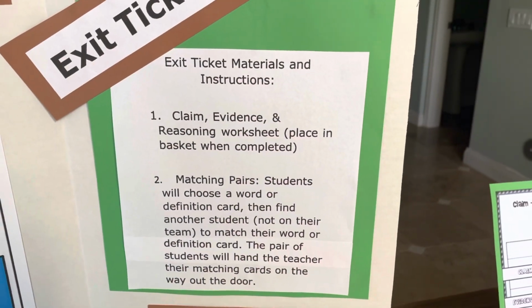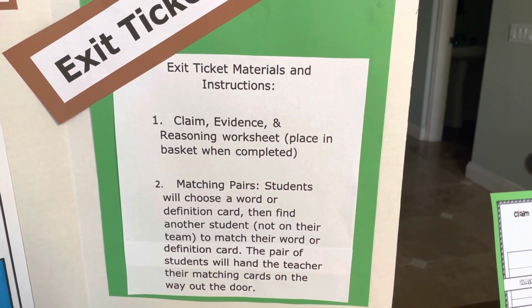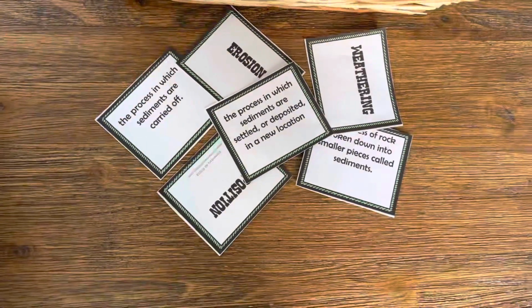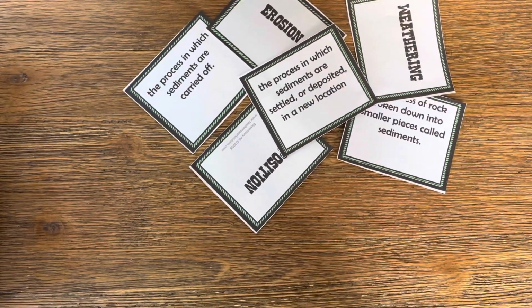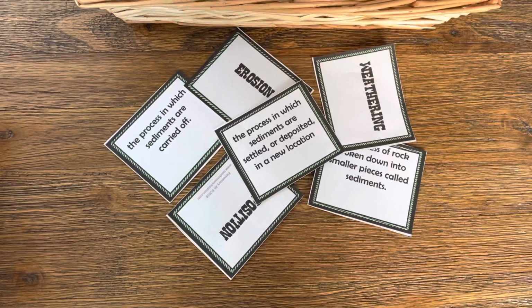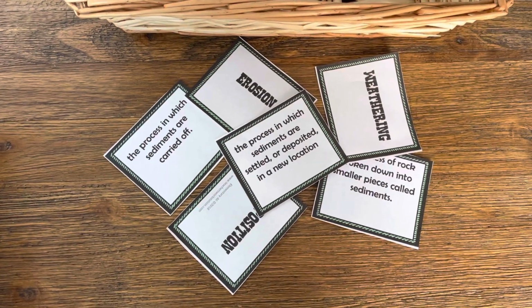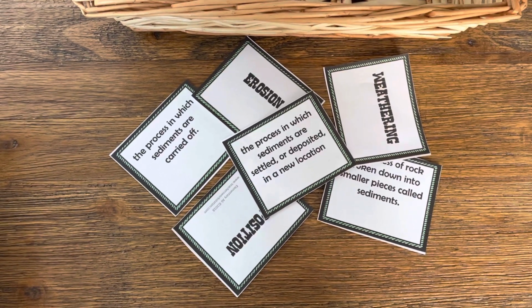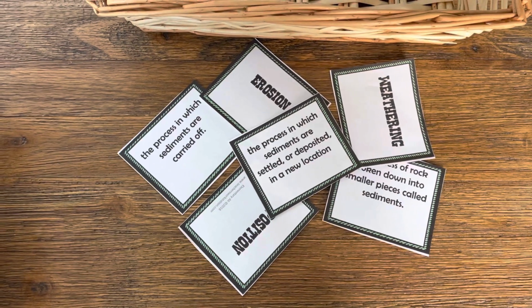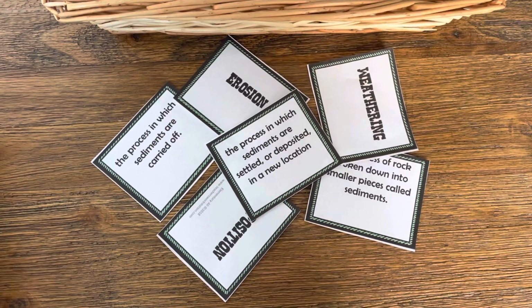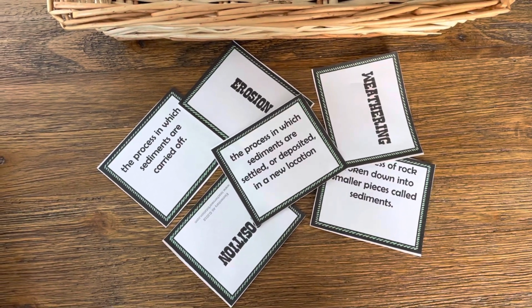And finally, the second exit ticket is matching pairs. So students will choose a word or definition card, which is right here. Each student will choose one. Then they will go off and find another student that is not in their team and find that student that has either the matching word that goes with the definition, or if they're holding the definition, they'll find the word. And once those students have found each other, they will line up at the door and show the teacher their matching definition to the word.